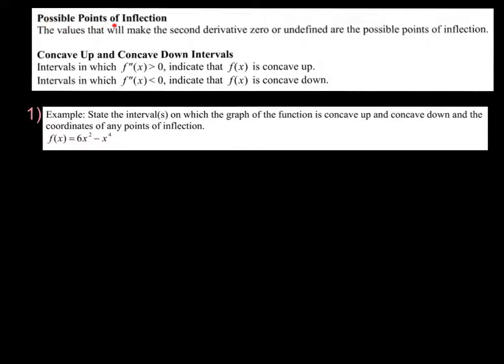Possible points of inflection. The values that will make the second derivative 0 or undefined are the possible points of inflection. Thank you, Abby. Okay, so just like we talked about finding the first derivative and finding the critical values for the first derivative, when we are talking about intervals of increase, intervals of decrease, and relative mins and maxes, or absolute mins and absolute maxes.